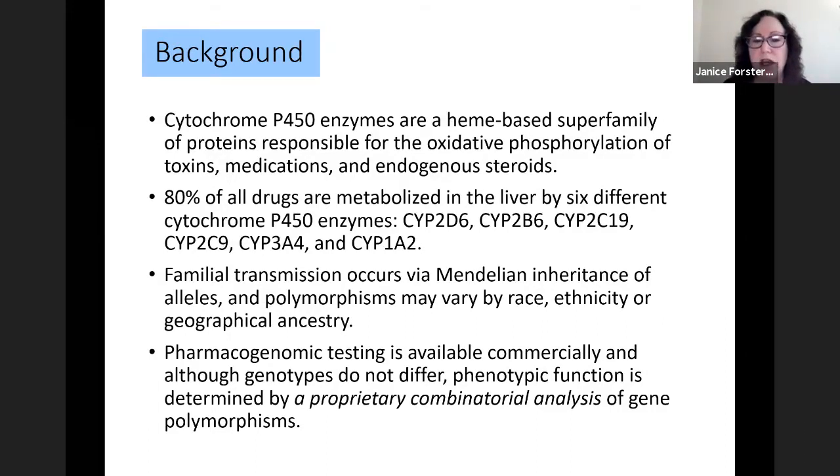Familial transmission occurs via Mendelian inheritance of alleles, except for 2D6, because you can get multiple alleles from both of your parents. And also the cytochrome 1A2 has a special consideration for those with UPD. Pharmacogenomic testing is available commercially, and although genotypes don't differ across testing profiles, phenotypic function is a little bit different because it's unique to each company.